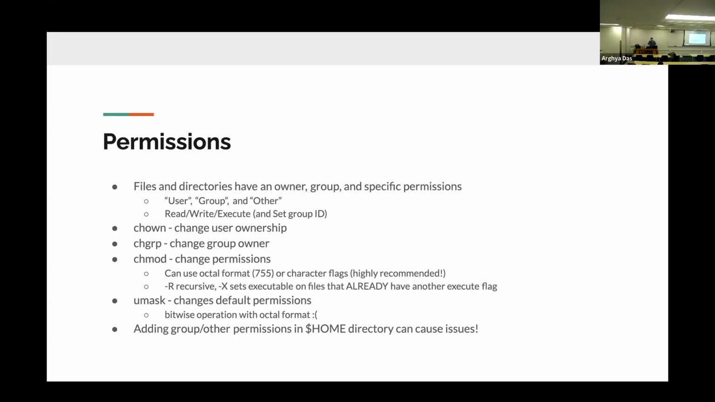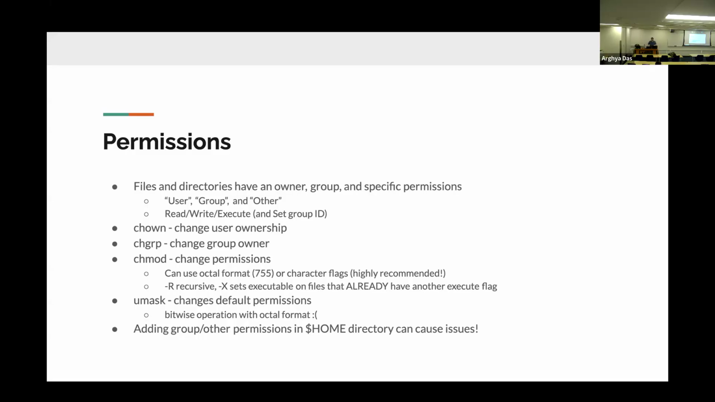Also with chmod, there's -X. This one is really useful. Basically, if you're changing permissions in a whole bunch of files and you have data files mixed up with files that should be executable, you throw in this -X flag, like -R recursive -X, and it will only set executable permission on files that already have another executable flag. So this is useful because then it will only change permissions on your scripts or your compiled programs to make them executable, not all your text files.